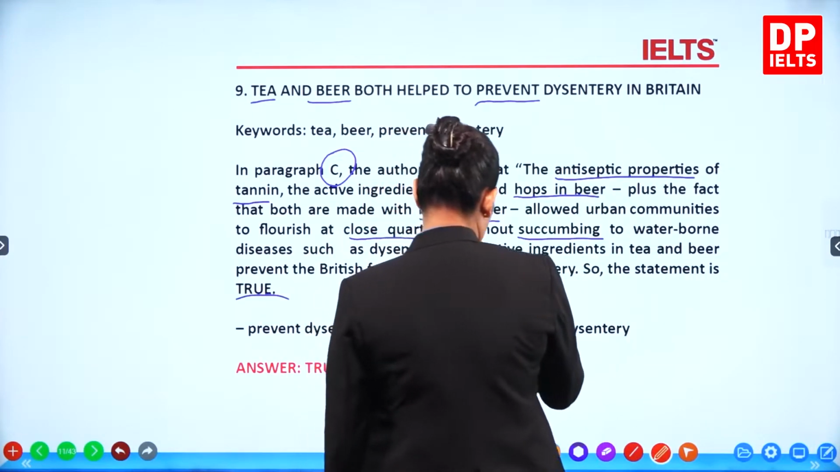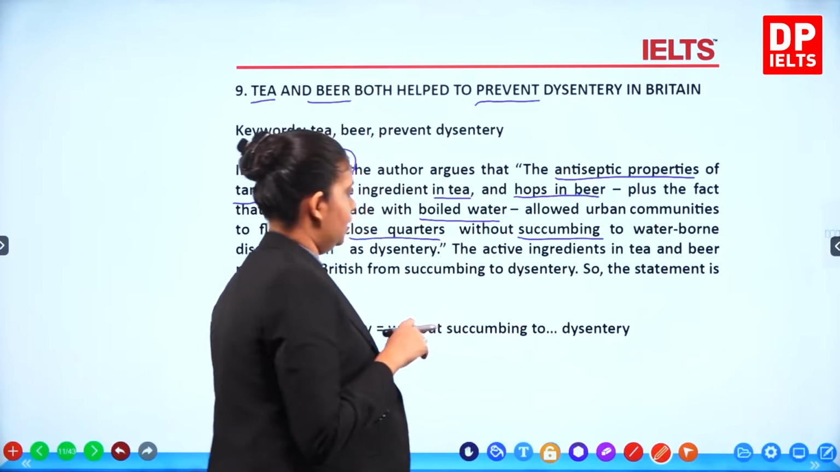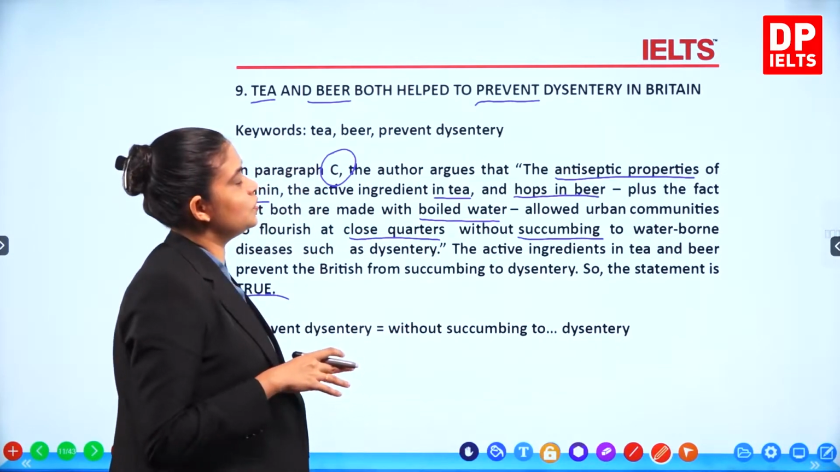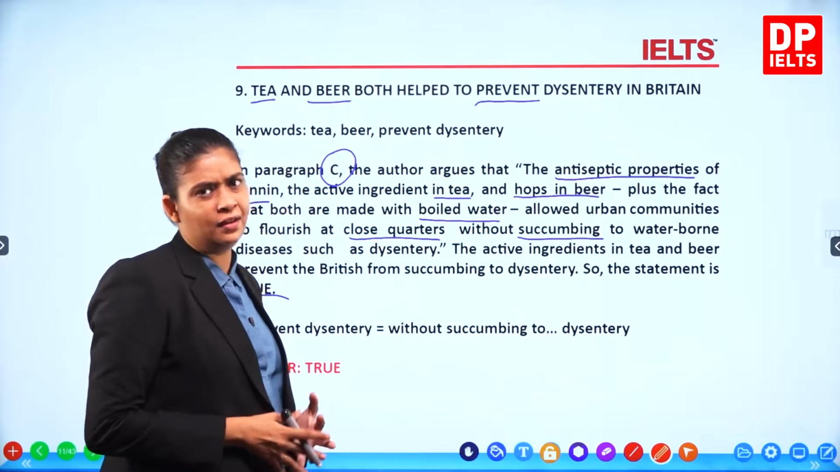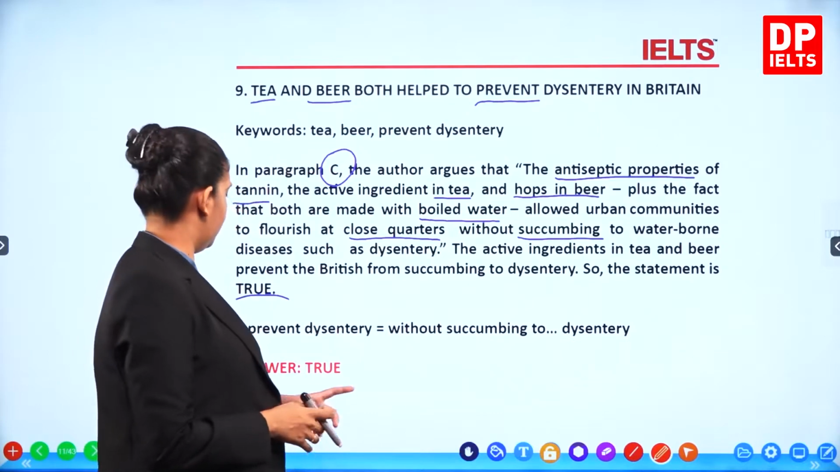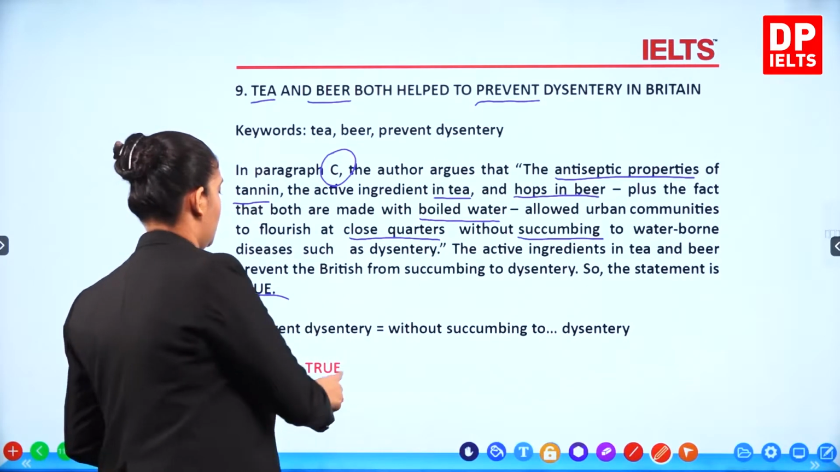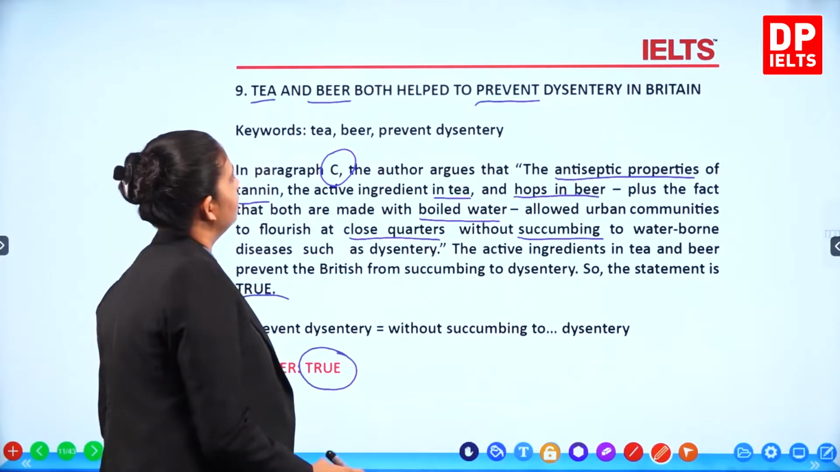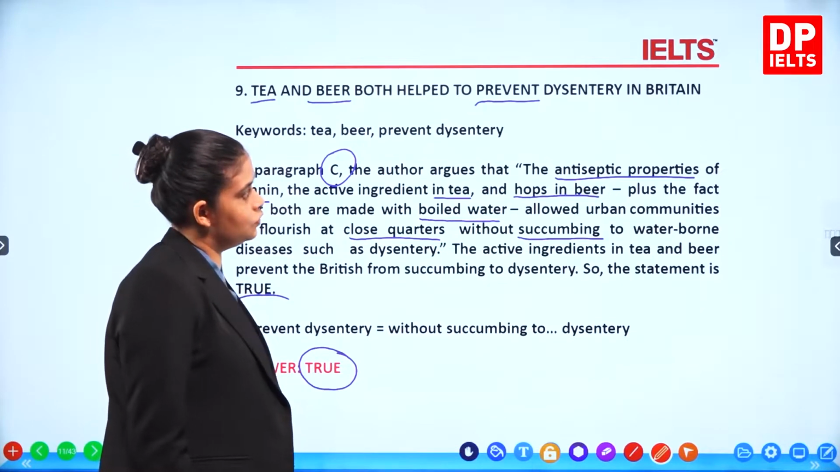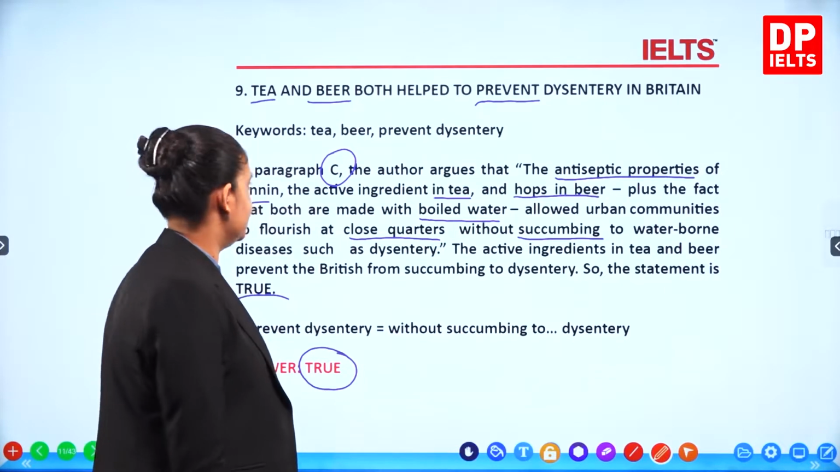Prevent dysenteries without succumbing. Okay. So dysentery is often when you have like a pain due to diarrhea or something. Okay. So answer here I would say is true. Tea and beer both helped to prevent dysentery in Britain. Yes, it did.